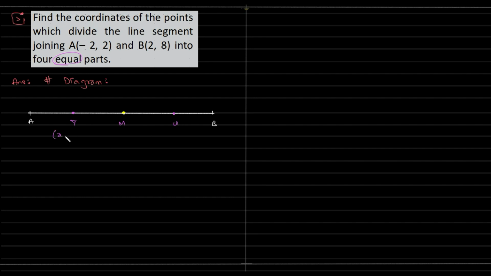So we'll call these X of T, Y of T, X of M, Y of M, and X of U, Y of U. So this point is, okay, let me change the color, minus 2, comma 2, and this point is 2, comma 8. Okay, now how do we solve it?